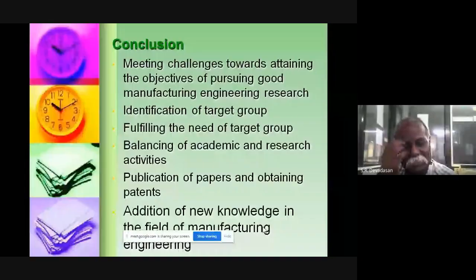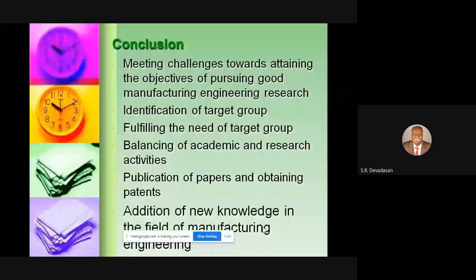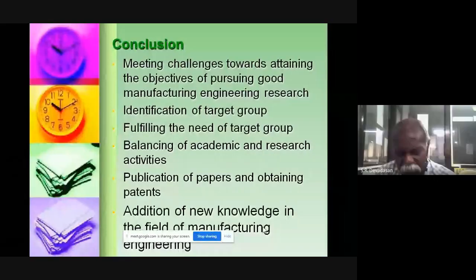Then balancing of academic and research activities. That is, we have to teach during our working hours. At the same time, we have to have research activities also. So preferably we have to teach new subjects which will be similar to our research activities, and thereby we will be able to align the research and academic activities together. Then comes the publication of papers. Of course, from the beginning I have been talking about publication of papers.